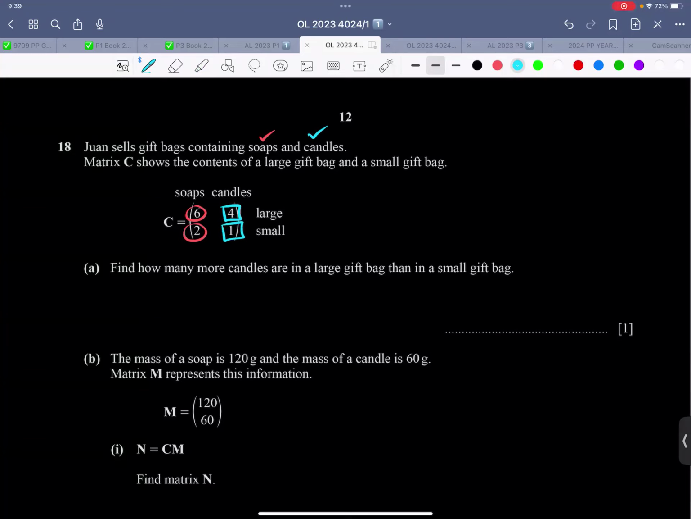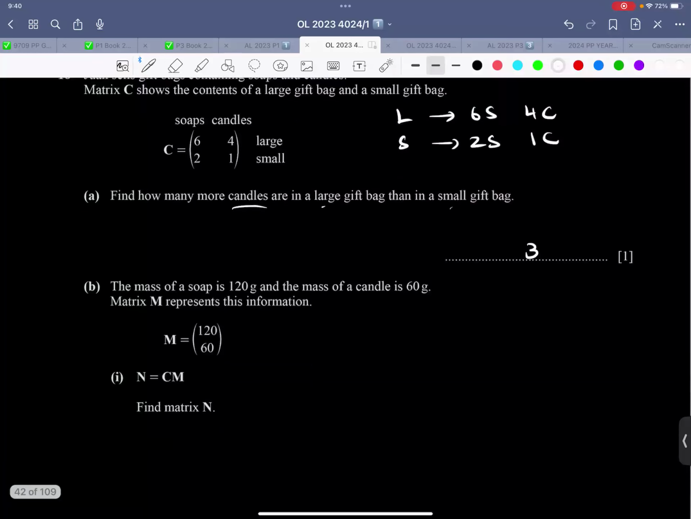Find how many more candles are in a large gift bag than in a small gift bag. So it's only about candles. The figure shows the contents of a large gift bag and a small gift bag. So how will we read it? In the large gift bag, there are 6 soaps and 4 candles. Small is 2 soaps, 1 candle. It's asking about candles, the difference between large and small. So the candle difference is 3. That is some basic calculation.